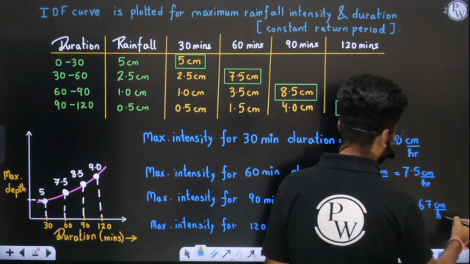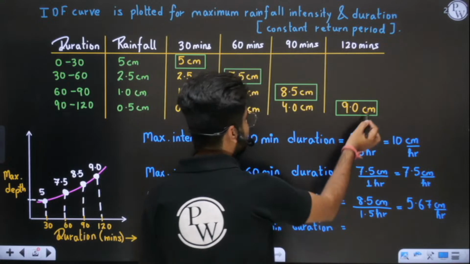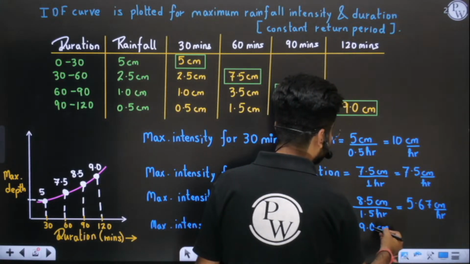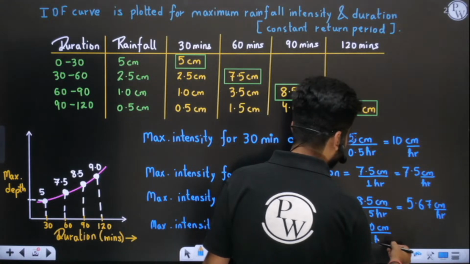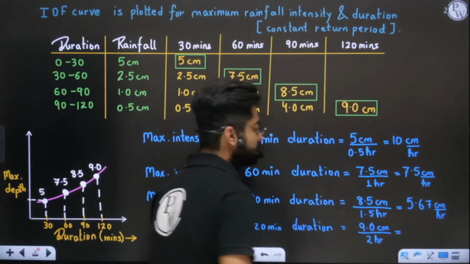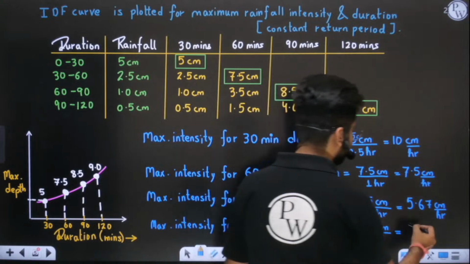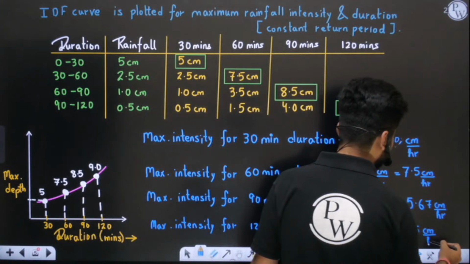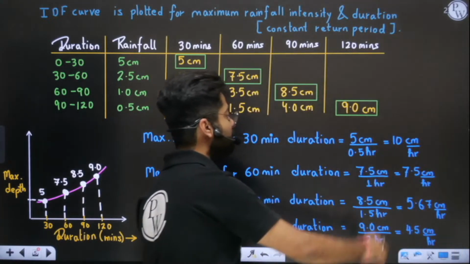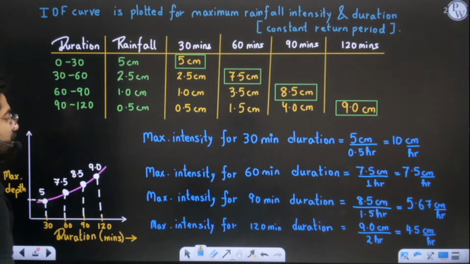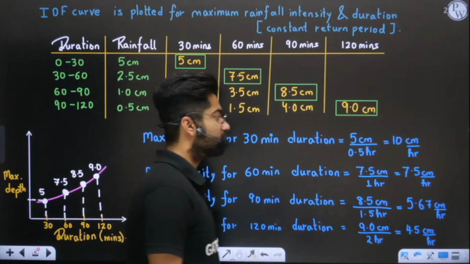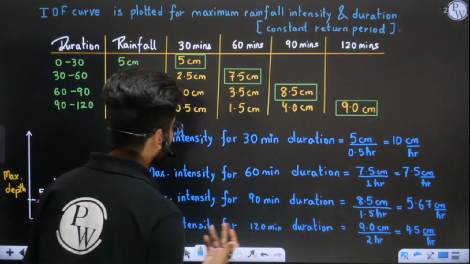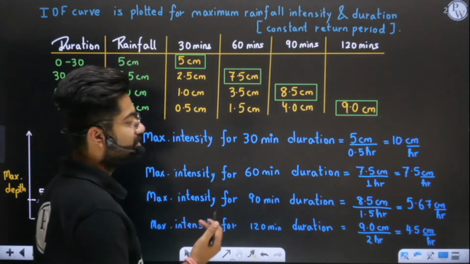5.67 centimeter per hour. And at last, we have 9 centimeters divided by 2 hours. So it is 4.5 centimeter per hour. Okay, so all these are your maximum intensities. So I hope this is very clear to you. So 10, 7.5, 5.67 and 4.5. Now we'll simply plot them and get our maximum intensity duration graph.